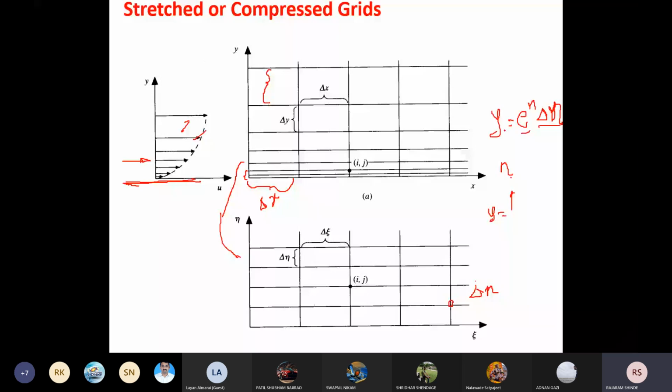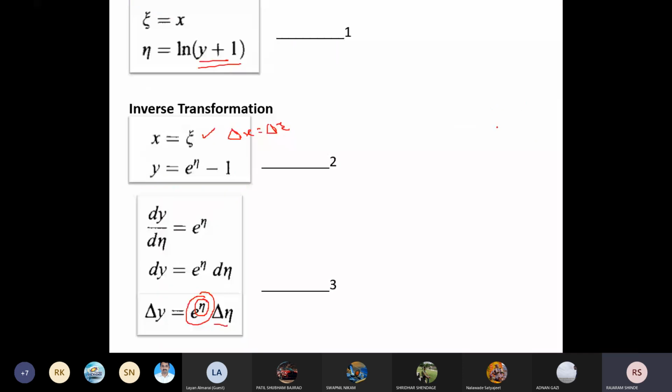Now, what can we say? We can say when we move in the vertical direction away from the boundary, we have uniform grid spacing in the computational plane. At the same time, the value of delta y in the physical plane increases progressively. This is known as a stretched grid.